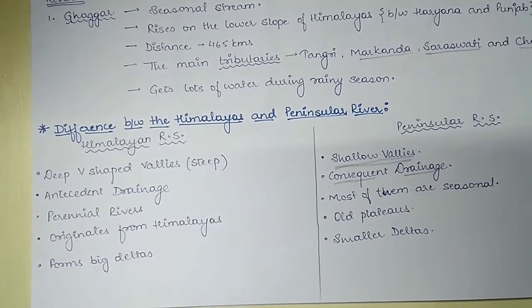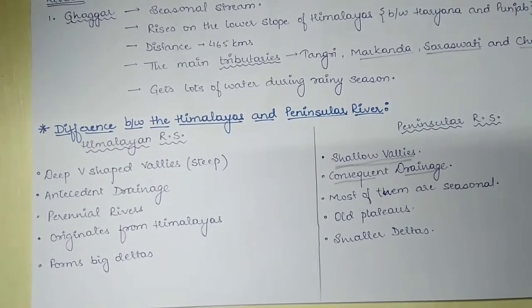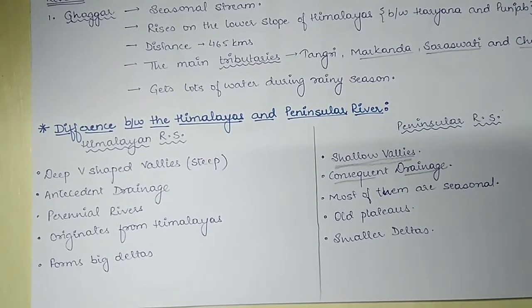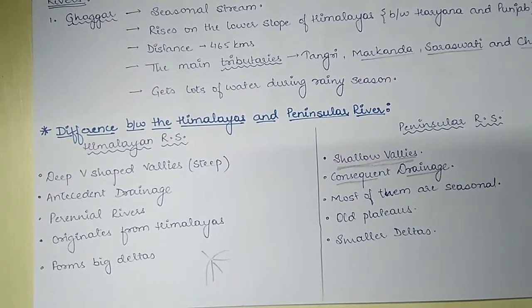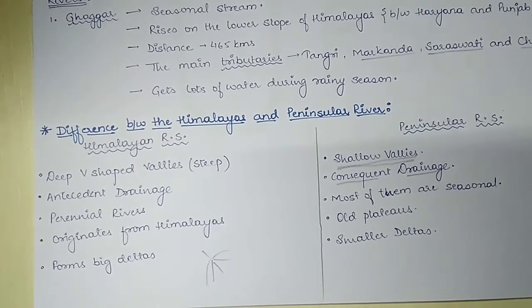Okay. Now, if we look into the stage, these rivers flow across the young fold mountains, and the Himalayan rivers actually have a youthful stage, while the peninsular rivers flow from the old plateau, so they have acquired a mature stage, and as we have seen, their valleys are shallow and their gradient is also low. Now, the Himalayan rivers form big deltas at their mouth, like the Ganga Brahmaputra delta, while smaller deltas are formed in the peninsular river system.